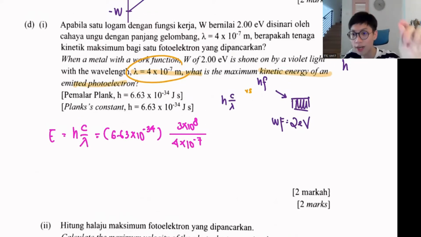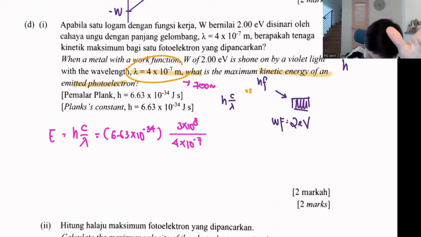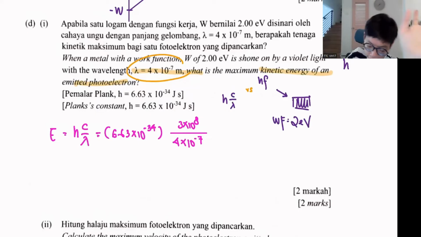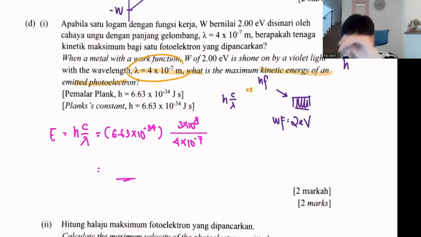This is considered quite kind, because sometimes they'll give you, like, 700 nanometers and so on. They'll give you in terms of nano. So when they give you in terms of, let's say, nano, it's even more of a headache, because you have to change it to nano, micro, milli, all the blah blah blah stuff.